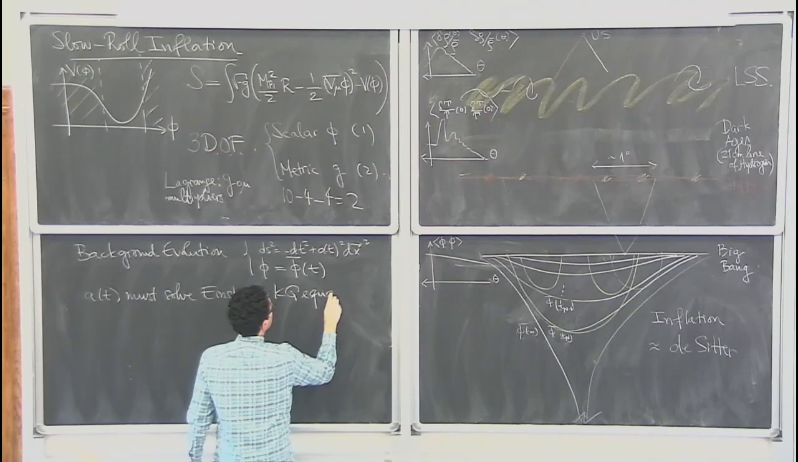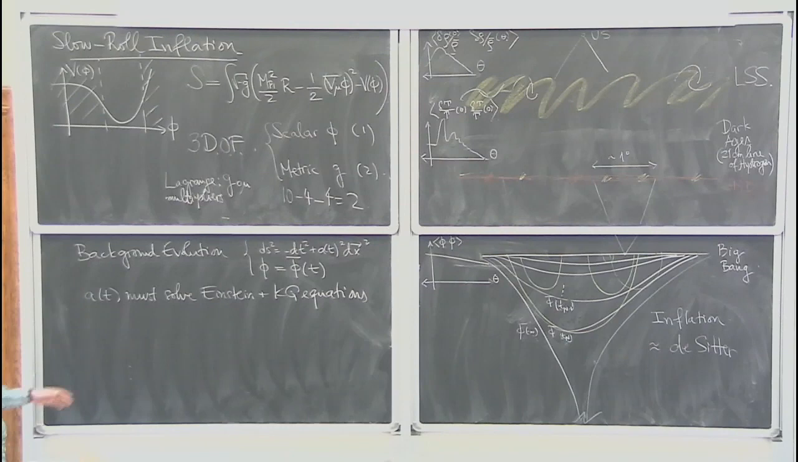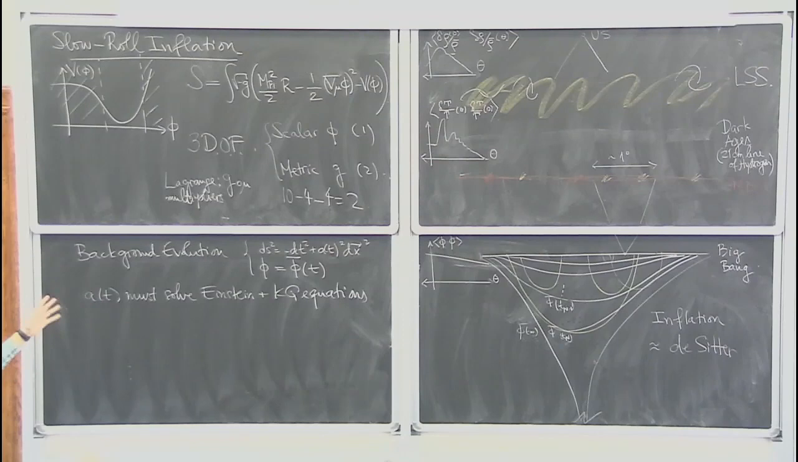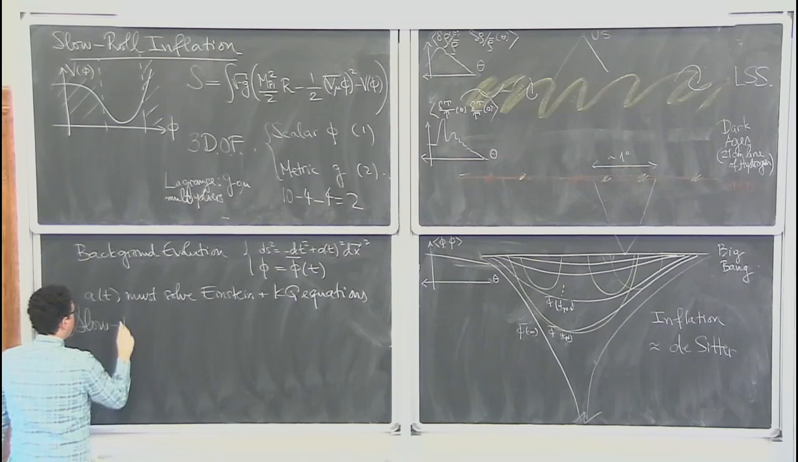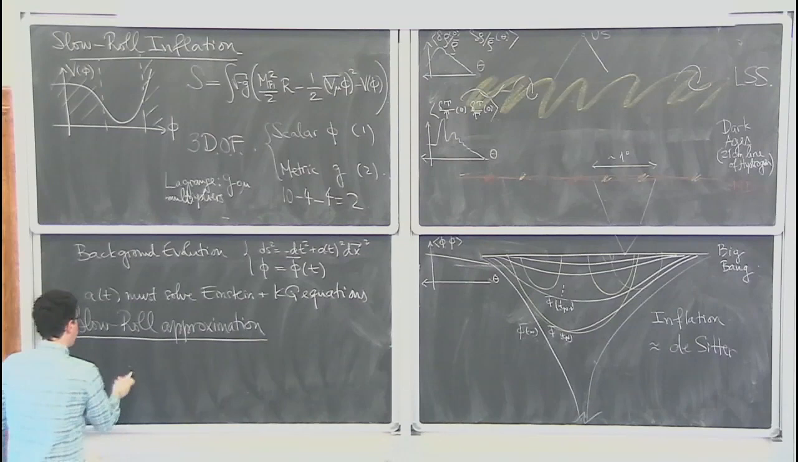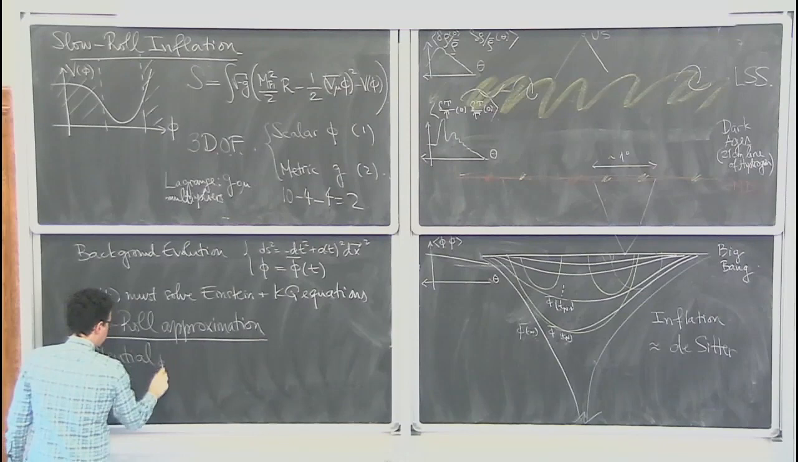Okay, and generically, given V of phi, this will be some coupled set of equations, which is kind of complicated. But now we want to have some approximate de Sitter solution, and we assume that the potential is fairly flat and so on. So now I'm going to make this precise. So now we go to the so-called slow roll approximation. In the slow roll approximation, it really boils down to the potential energy of the scalar being much bigger than the kinetic energy.